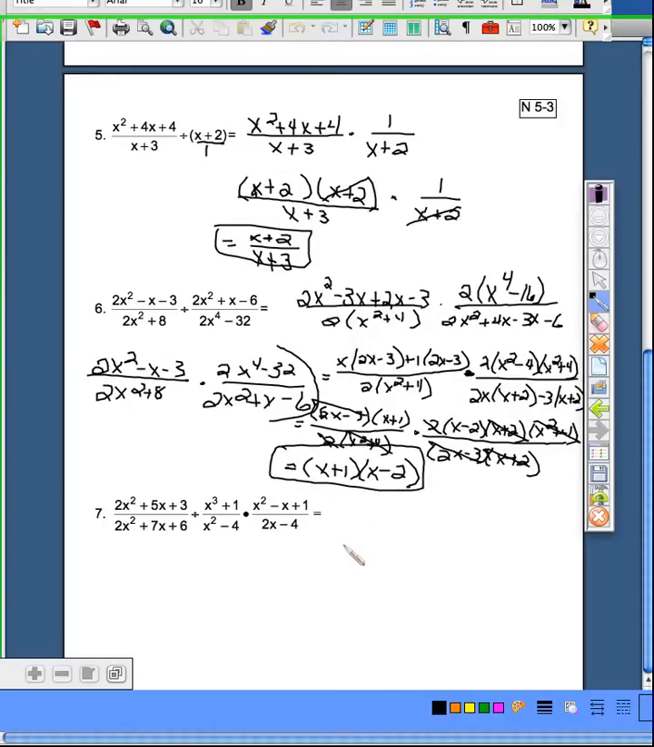Quite a bit of work, but okay. So this next one, we've got a division here. We've got 2x squared plus 5x plus 3 over 2x squared plus 7x plus 6, times x squared minus 4 over x cubed plus 1, and times, this one we leave as it is, we don't flip it, times 2x minus 4.